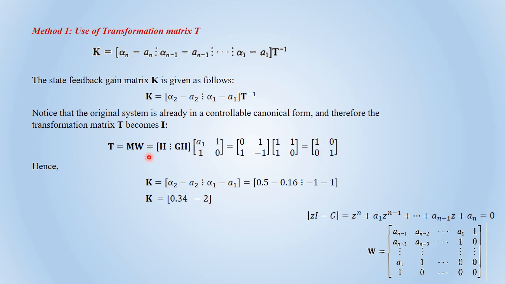Now for this system K is given by [alpha 2 minus A2, alpha 1 minus A1], which is equal to, so alpha 2 we have calculated as 0.5 and A2 we have calculated as 0.16, and alpha 1 is minus 1, A1 is also minus 1, so the final matrix K is [0.34, minus 2]. So this completes the design of the state feedback gain matrix K by using the transformation matrix capital T.